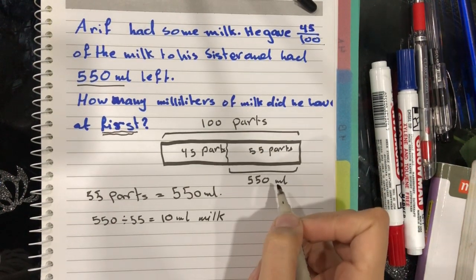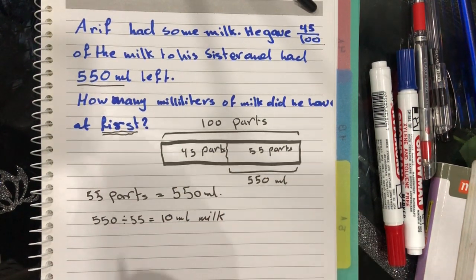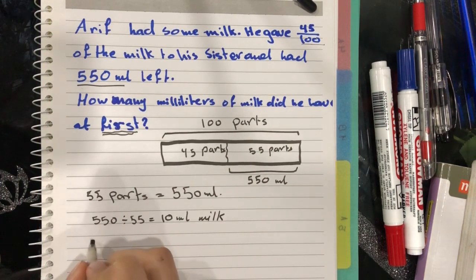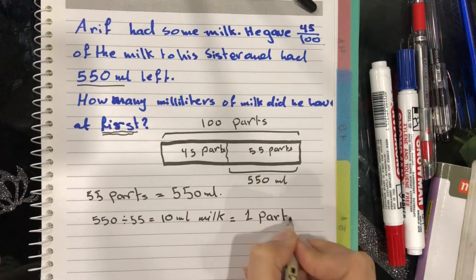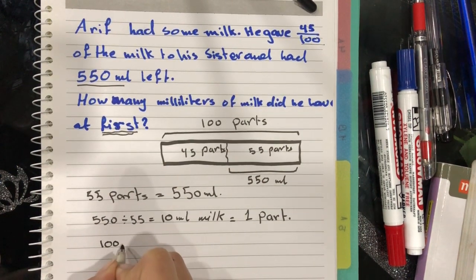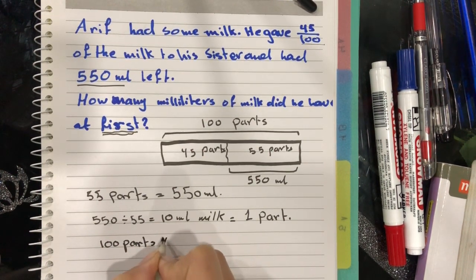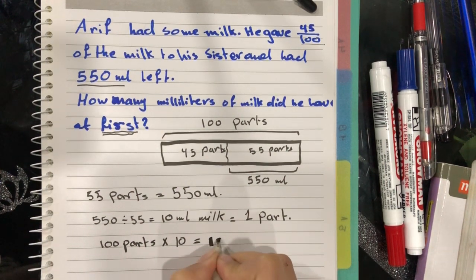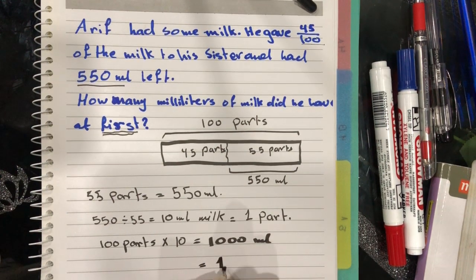Now he didn't have 55 parts at first. He had 100 parts at first. So if one part is equal to 10 milliliters, how much will 100 parts be equal to? 100 parts of milk, I will multiply them by 10 milliliters of milk, which will give me 1000 milliliters, or 1 liter of milk.